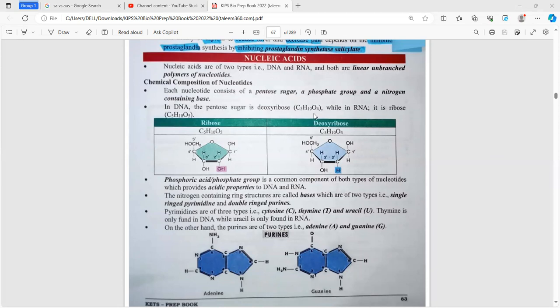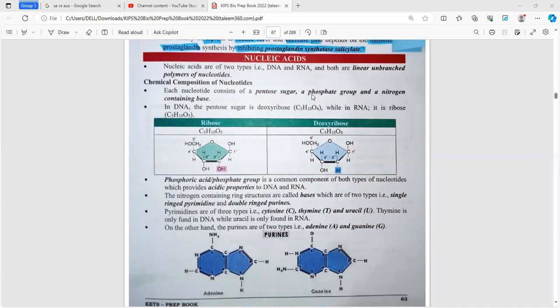Now, what is deoxyribose? Obviously, deoxy means that an oxygen atom has been removed. So in this figure, which you can see, we first have to know what a nucleotide is. A nucleotide is a combination of a pentose, meaning a 5 carbon sugar, a phosphate group which is attached, and a nitrogenous base. So you can see that deoxyribose has one less oxygen compared to ribose. Ribose has 5 oxygens, and deoxyribose has 4 oxygens.